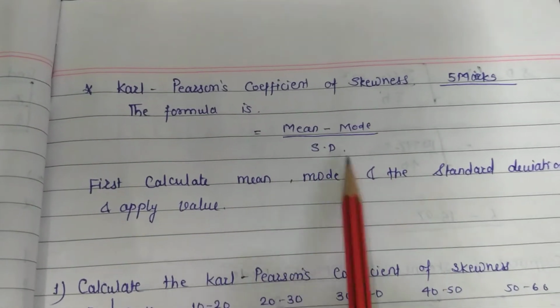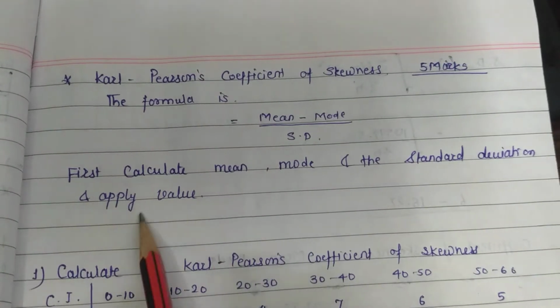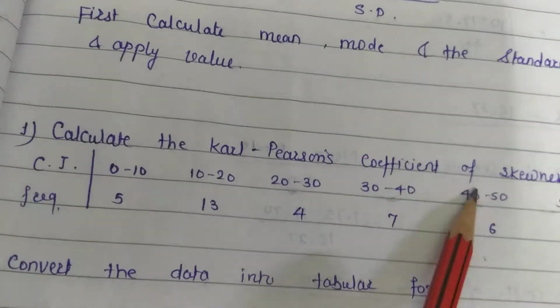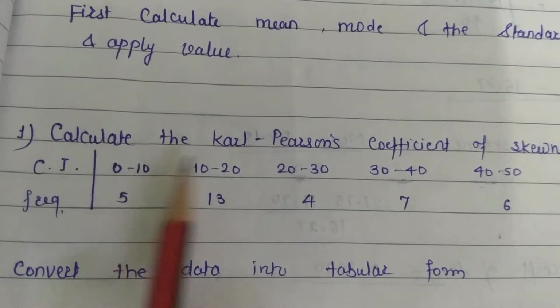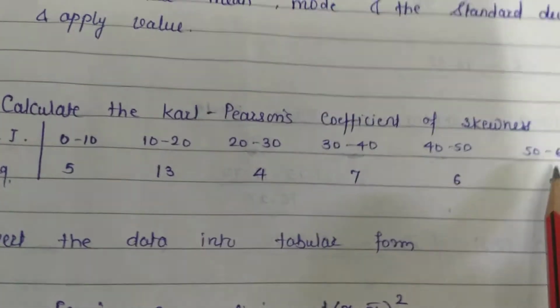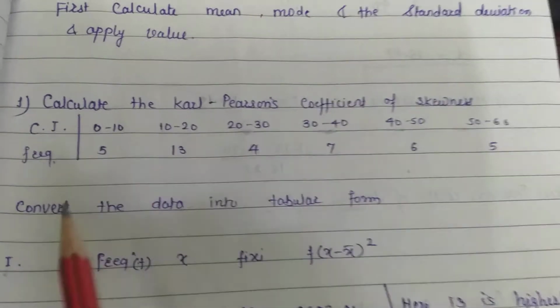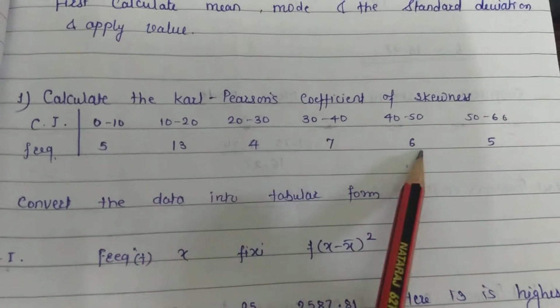As per the formula, first we have to calculate mean, mode and the standard deviation and apply the values to the formula. So firstly I have taken one example here. Calculate the Karl Pearson's coefficient of skewness. The data is given here. CI stands for class interval, that is 0 to 10, 10 to 20, 20 to 30, 30 to 40, 40 to 50, 50 to 60 are the class intervals. And their respective frequencies are given: 5, 13, 4, 7, 6, 5.